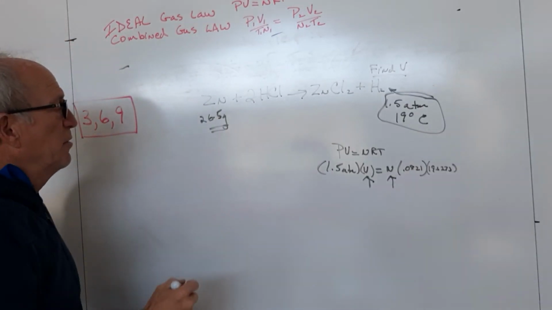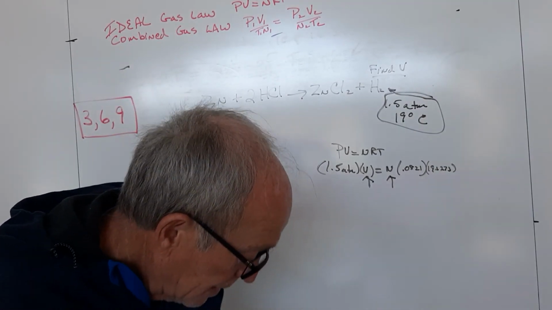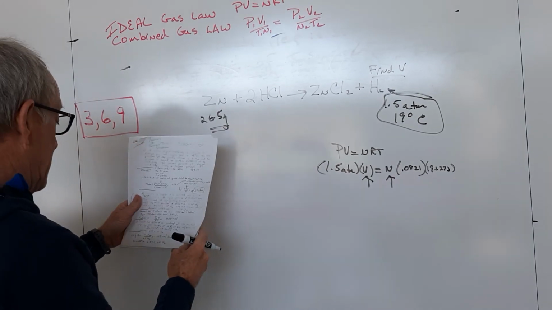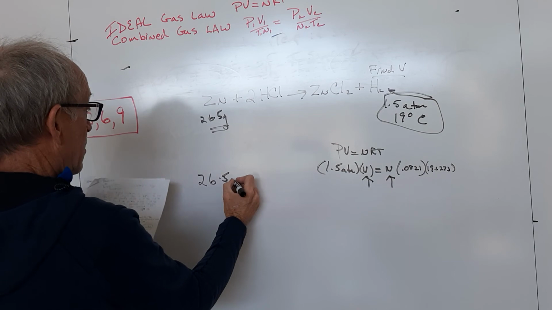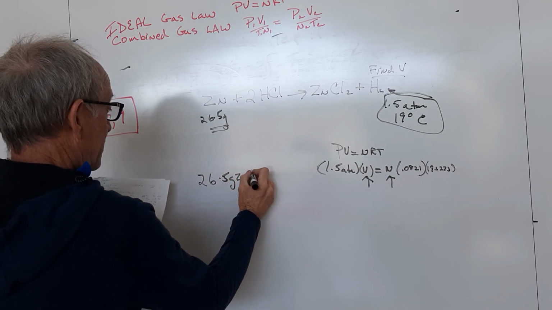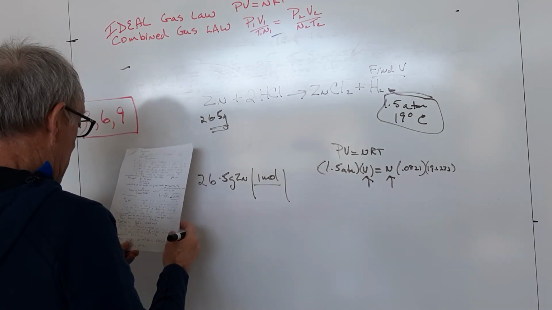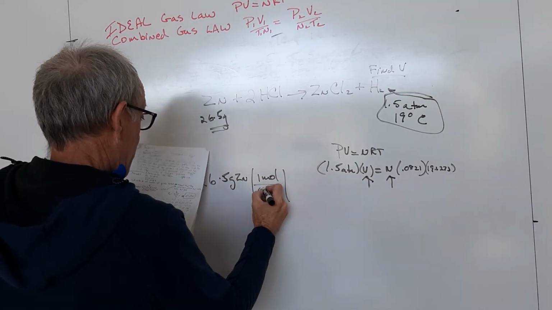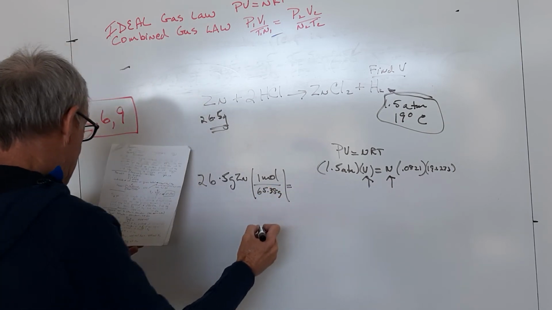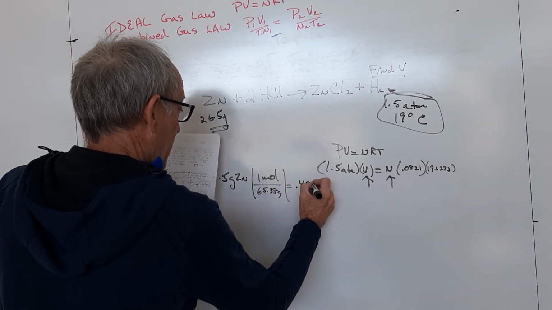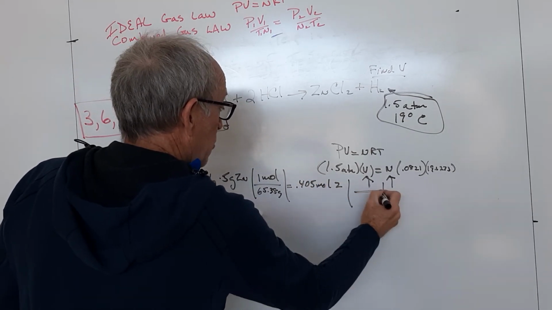Well, I do that by going from zinc, and then I can use the mole to mole ratio. Let's see what I got here. I've got 26.5 grams of zinc. Let's change that to moles: 1 mole divided by 65.38 grams gives me 0.405 moles of zinc.